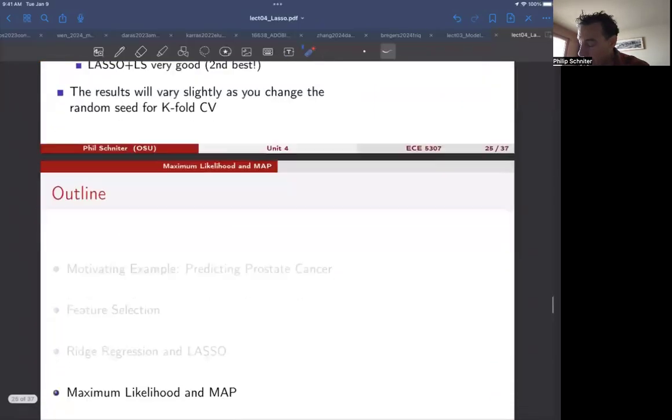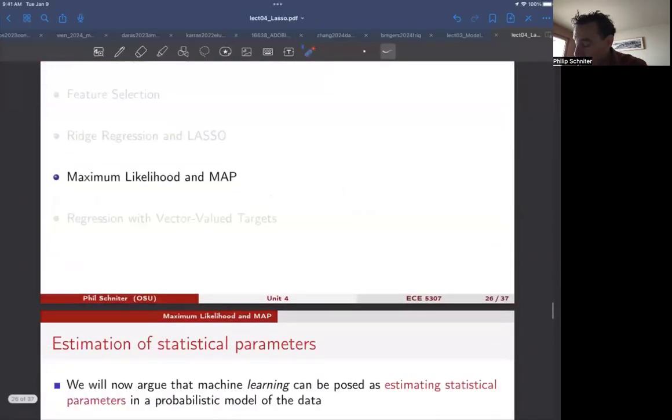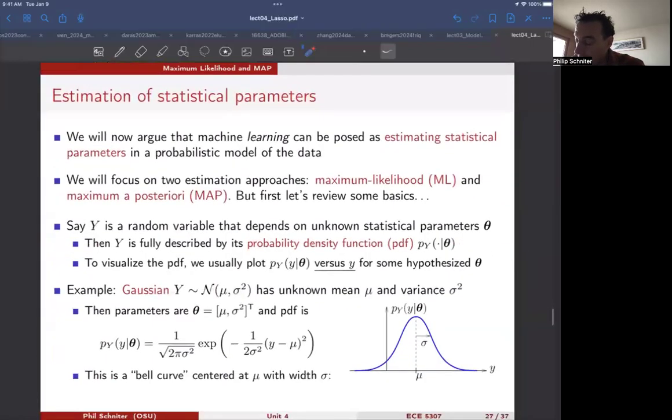Okay, so the last part of this unit, a very important part, is coming back to some statistical interpretations of what we have been doing from the beginning of the semester. So essentially what we're talking about now is estimation of statistical parameters as a framework to understand machine learning. According to this framework, you come up with some probabilistic model of your data. And we'll see some examples going forward.